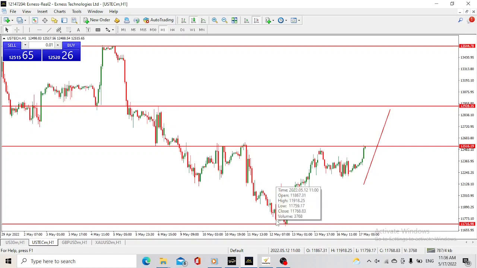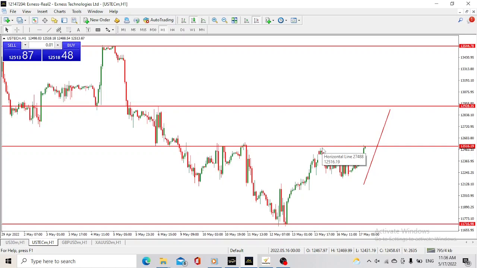After shooting to the downside, it came back again to this zone here. As you can see, the market has been failing to break this level. It failed to break it the first time, the second time, the third time, and the fourth time. It has been failing to break this zone here.